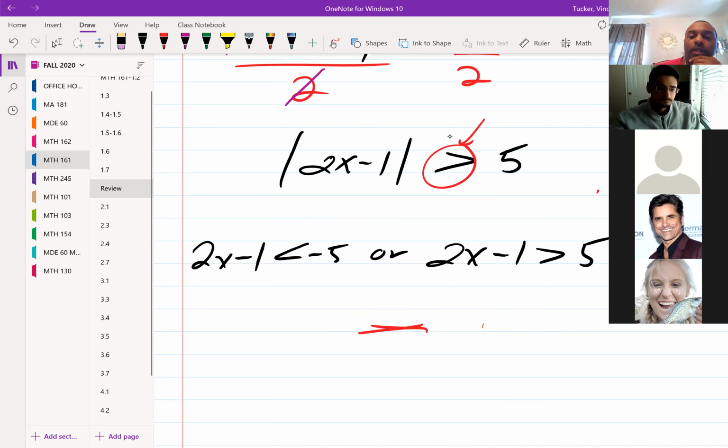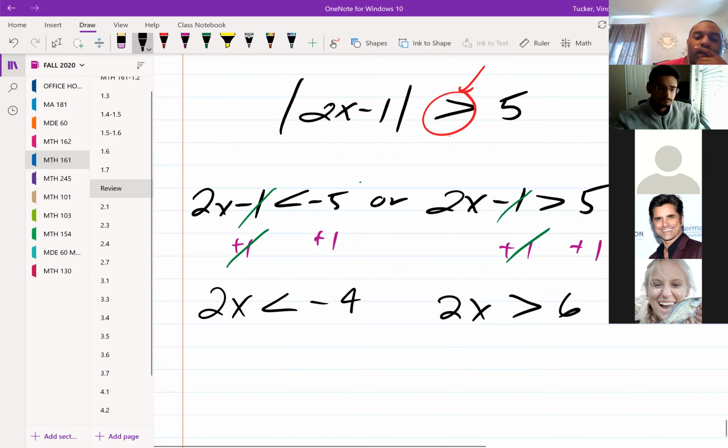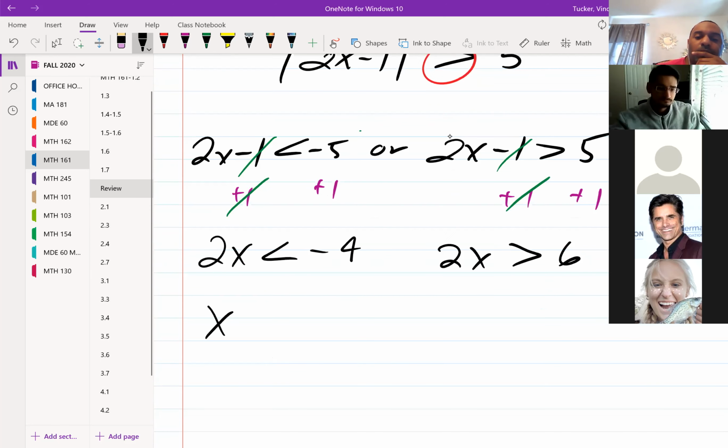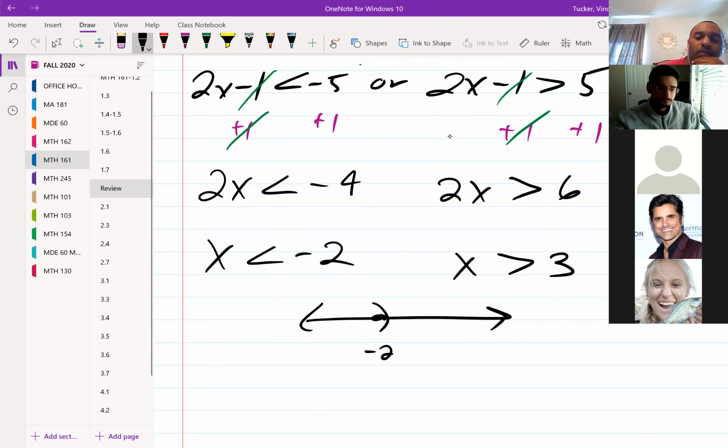But once you've got that part, then all you're doing is solving your inequalities by adding 1, and your ones cancel. 2x is less than -4. 2x is greater than 6. Divide by 2. x is less than -2. I said -3, -2. And then x is greater than 3. And so you're talking about the values that are less than -2 and greater than 3.